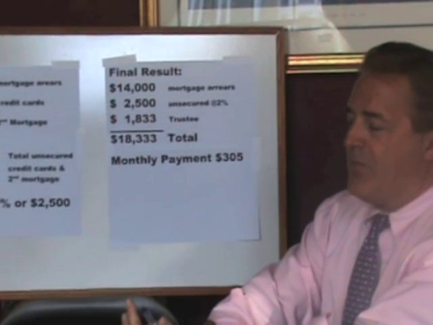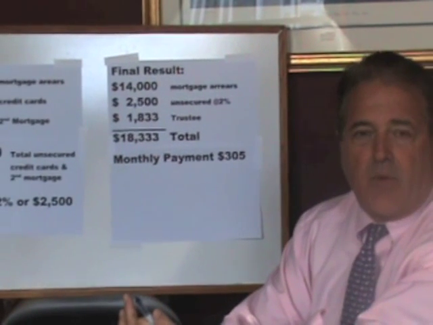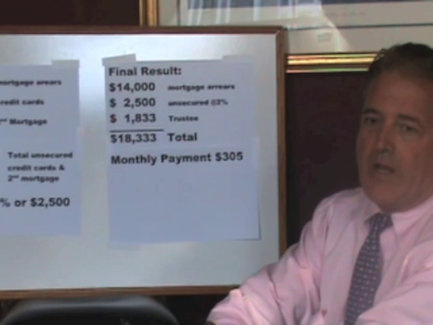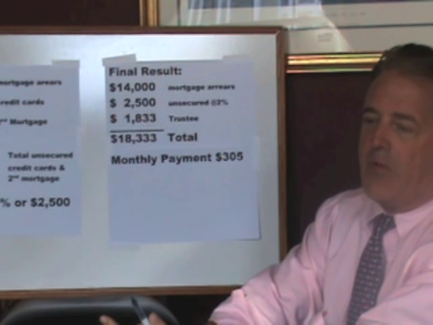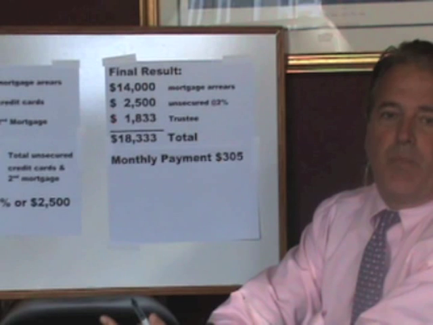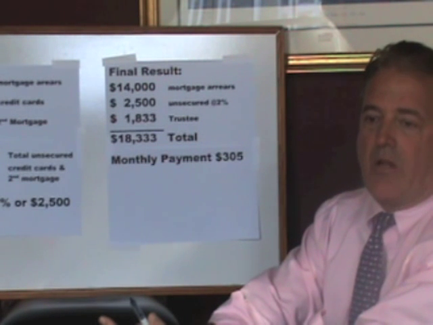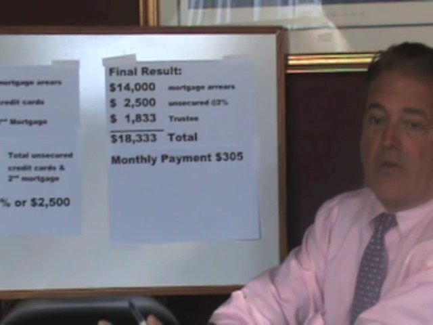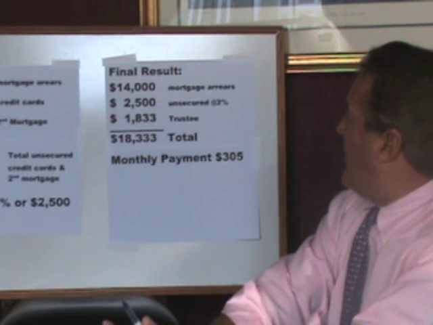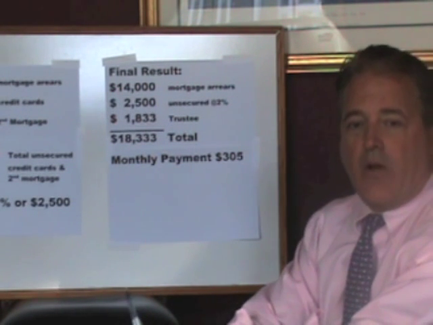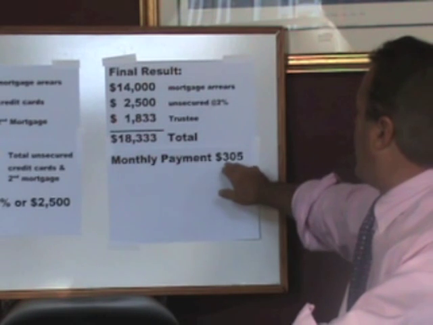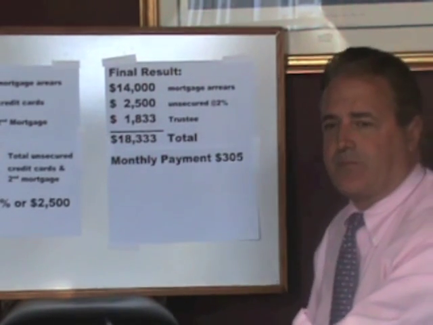Now, if you back up a little bit and look at what we are replacing with that $305, we're replacing a nearly $1,000 a month second mortgage payment, plus whatever the monthly minimum would be on the $35,000 in credit cards, which is significant, certainly over $500. All of that is gone forever. Now, the monthly payment is $305.